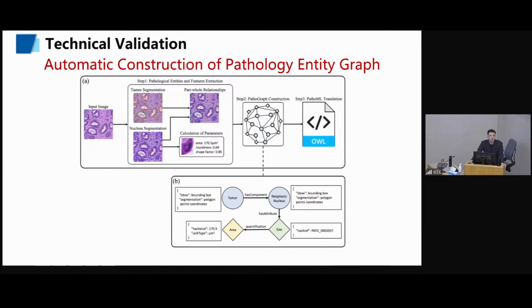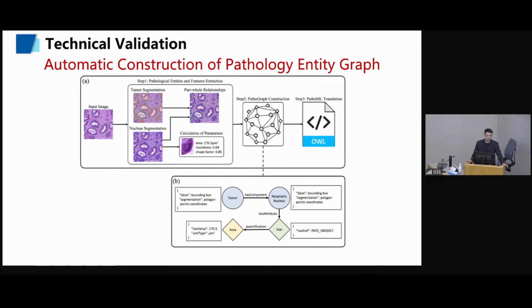And for the nucleus segmentation, we use CellViT. It's a nucleus segmentation tool. And then we can determine their part-whole relationships by aligning the tumor segmentation coordinates and the nucleus coordinates to determine whether this nucleus belongs to this tumor, so that we can construct their part-whole relationships. And for each nucleus, because we have this segmentation, we can calculate different morphological parameters: shape factor, roundness, size, etc.